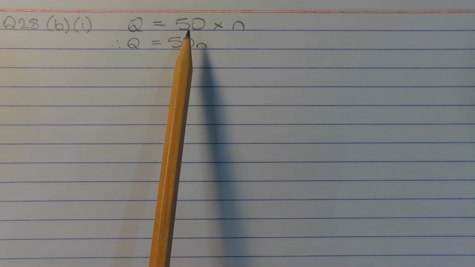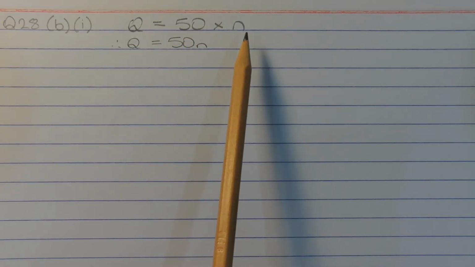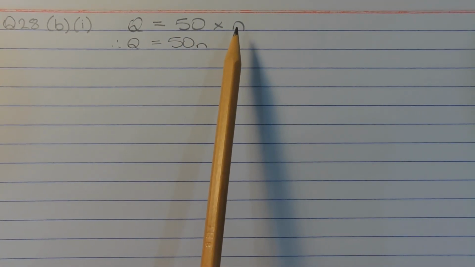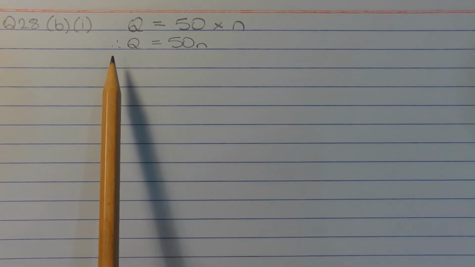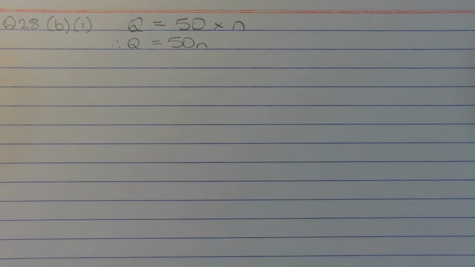Toby earns $50 per party. Now if he performs at N parties, the total amount that Toby would earn is given by 50 multiplied by N. Therefore, Q is equal to 50N.